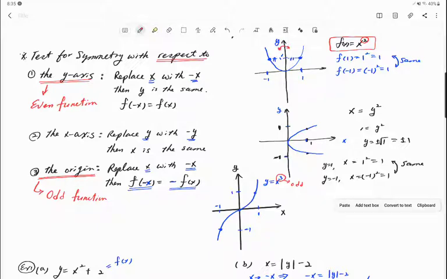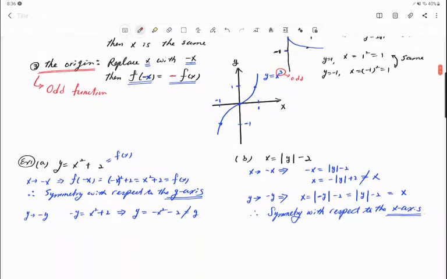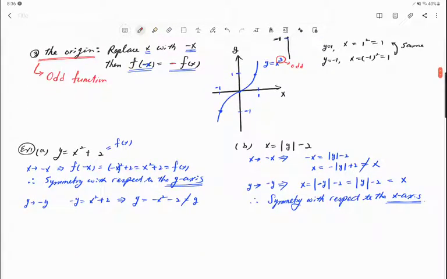Okay, x cubed. This is an example of an odd function. X cubed plus something does not mean it's always an odd function. Always, you have to check. Replace x with negative x, and if the result is negative f of x, then that's an odd function. Okay, then let's try some examples.